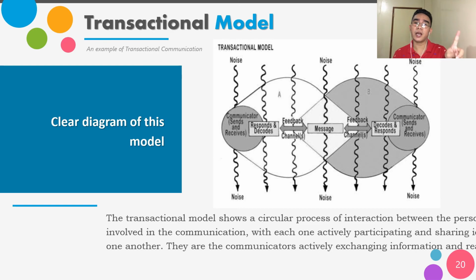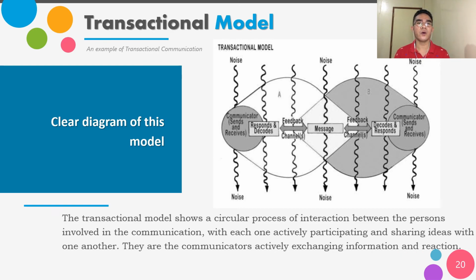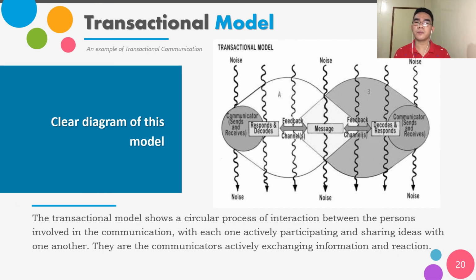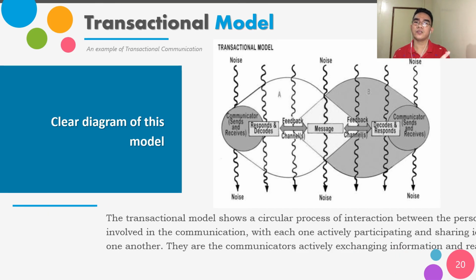Okay, so what is linear? A one-way process of communication. What is interactive? There is a circular flow of communication because there is a response, or let me say a feedback, coming from the receiver. So, exchanging of roles. Transactional model: the communication process has been affected by noise. Always remember that, depending on the communication situation.